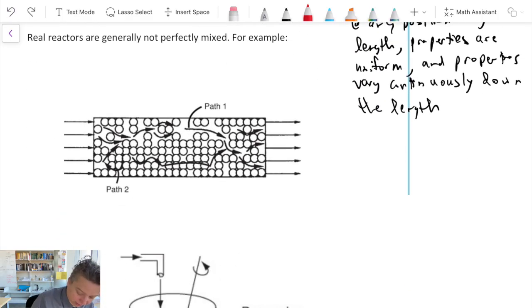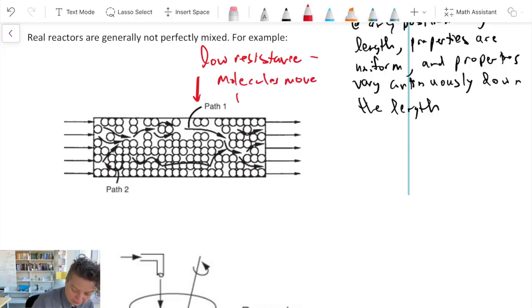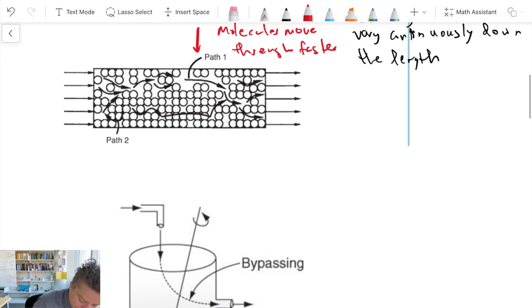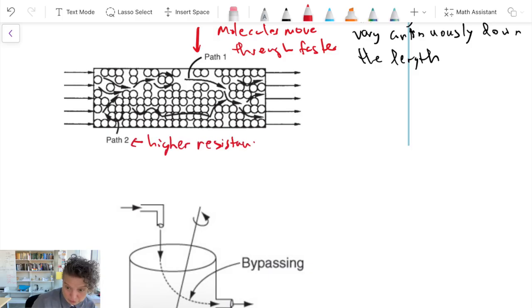So for example, it could take a path such as the one labeled path 1, which has low resistance, so molecules move through this path faster. Or it could take a path with more resistance. So for example, this path labeled path 2, this has higher resistance, and the molecules move through more slowly.